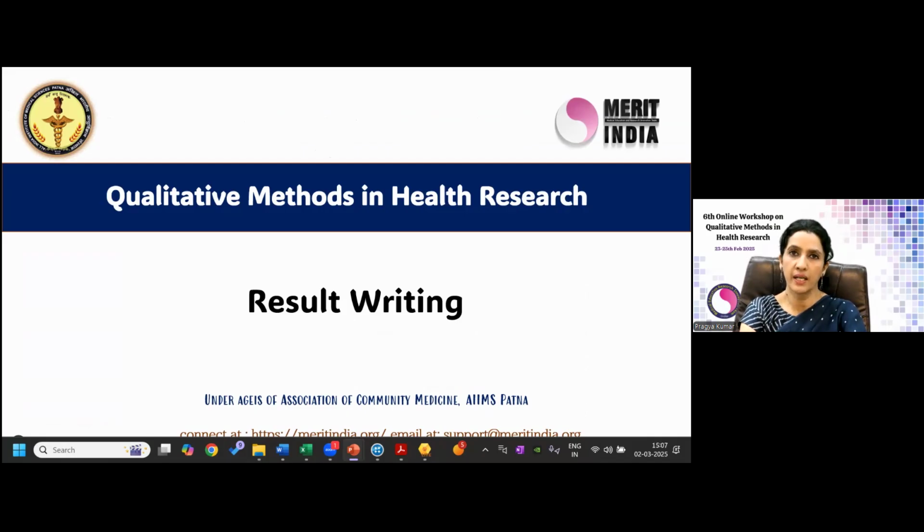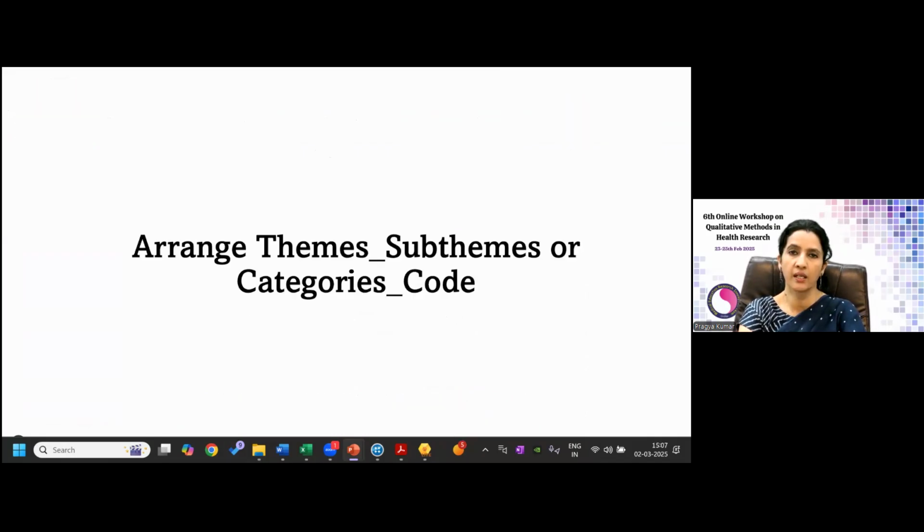You can arrange it in a tabular format, the way you have just seen. You can arrange your theme, sub-themes, categories, and codes. And again, don't worry about the names, because many people call category a sub-theme, and then main theme and sub-theme and then code. They don't use the word category. But if you go by Saldana, they say, the way we have suggested, from codes to categories, merging the similar categories as theme and then one prominent theme.